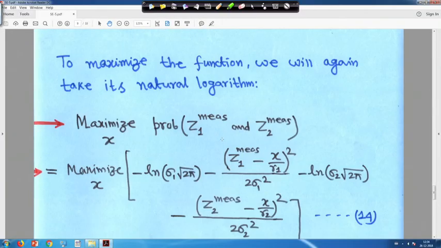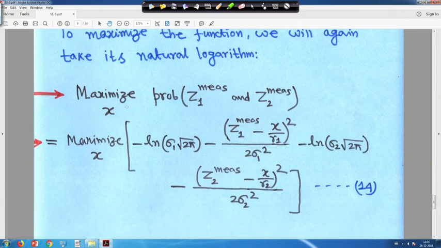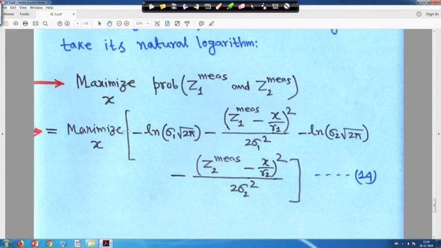Okay, we are back again. So, again we have come back to equation 13. Now, to maximize the function we will again take its natural logarithm, I told you. Therefore, maximize x, that is probability of z1 measure and z2 measure, is nothing but maximize x of minus ln sigma 1 root 2 pi minus (z1 measure minus x upon r1) whole square, then minus ln sigma 2 root 2 pi minus (z2 measure minus x upon r2) whole square divided by 2 sigma 2 square.